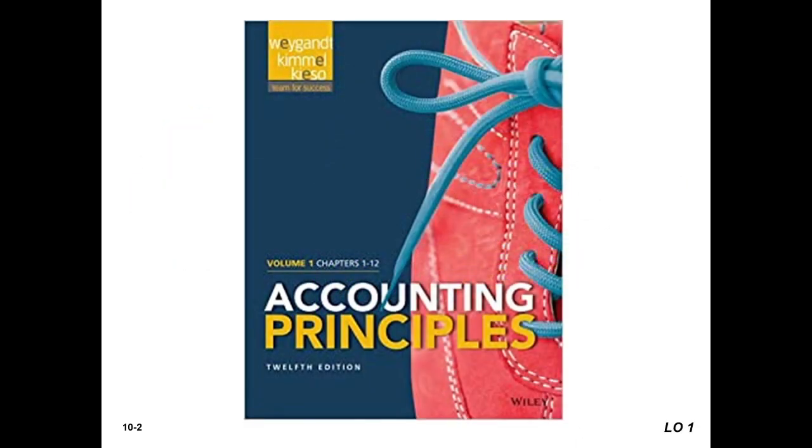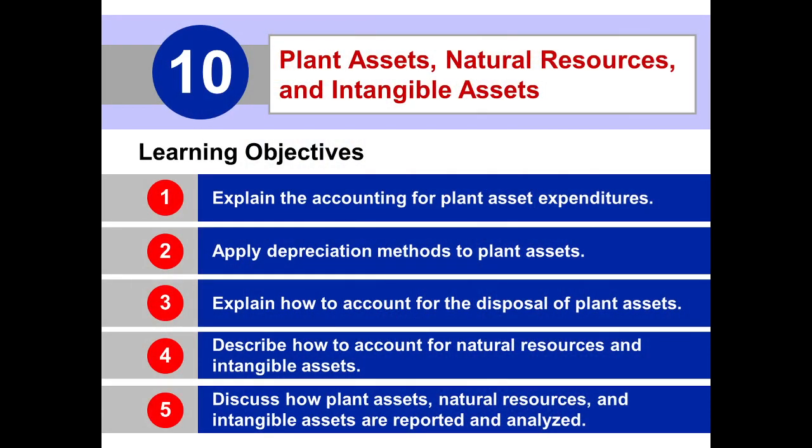We are following this book. Chapter 10, Plant Assets, Natural Resources and Intangible Assets. Learning objectives. Learning objective 1, explain the accounting for plant asset expenditures. Learning objective 2, apply depreciation methods to plant assets. Learning objective 3, explain how to account for the disposal of plant assets.